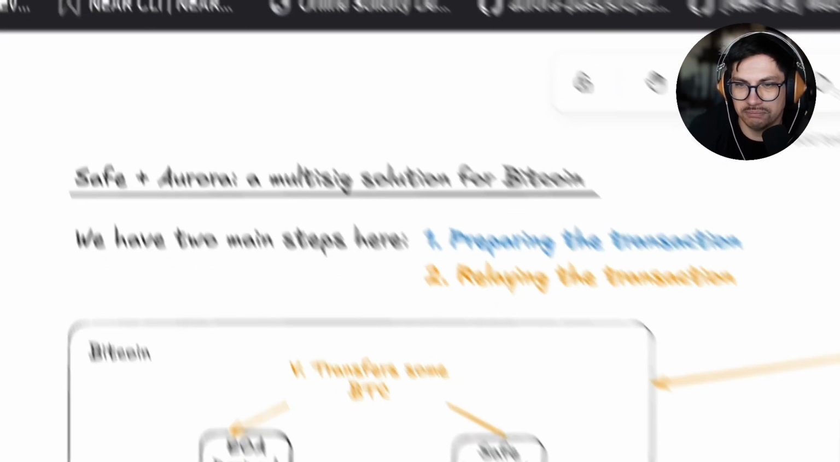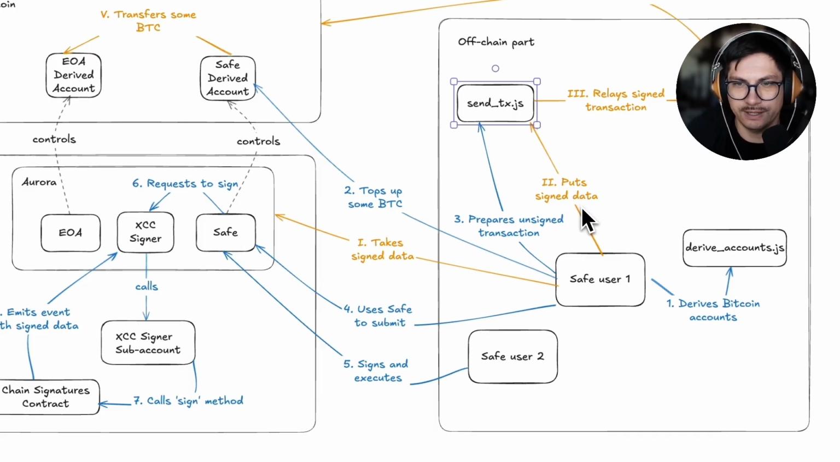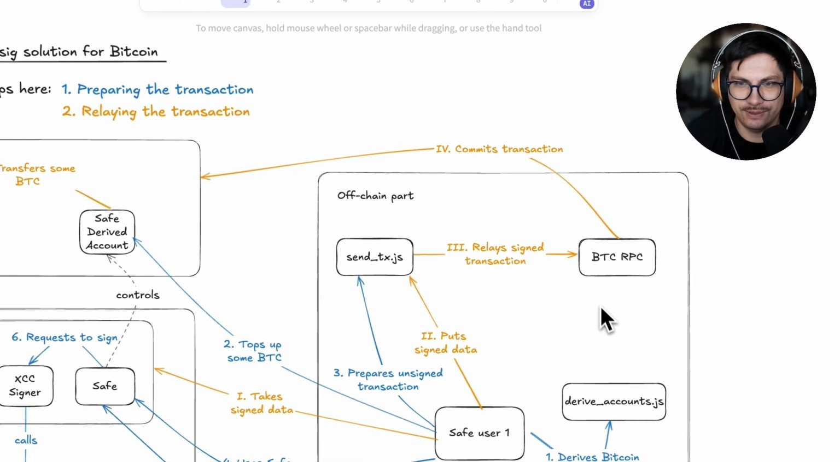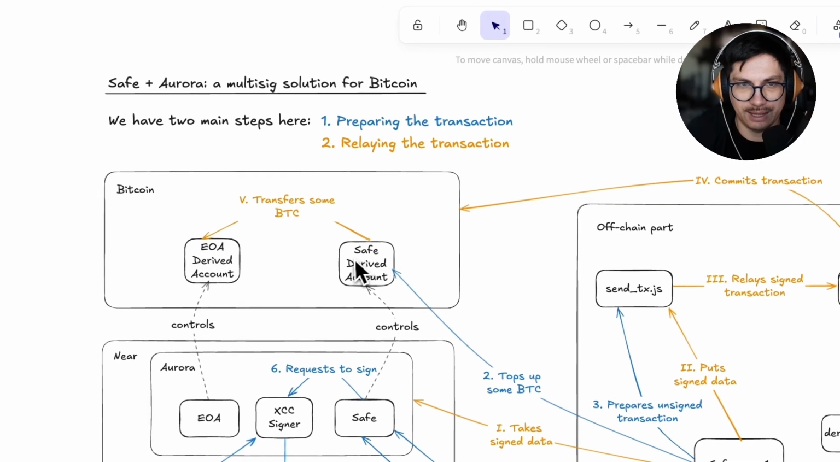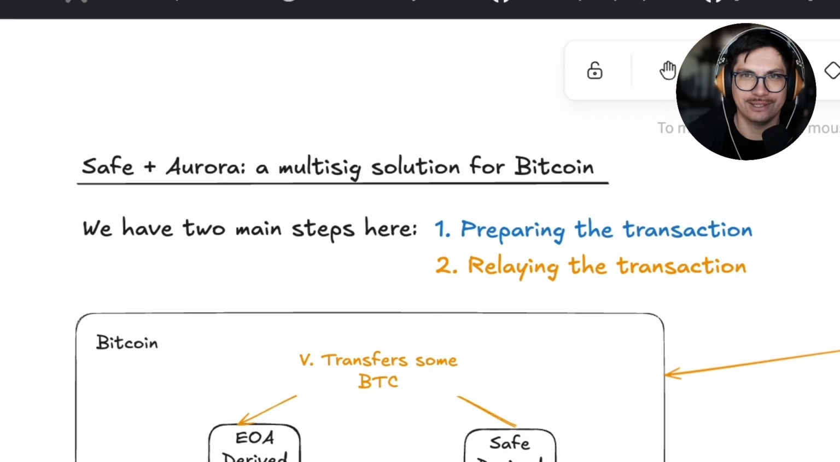And to do that, Safe user number 1 just takes that signed data and provides it back to the inputs inside the sendtx.js file. It will actually wait for you to provide these inputs. And after you provide them, it will reconstruct the signed transaction. And after that, it relays the signed transaction to the Bitcoin RPC, which commits the transaction to the Bitcoin network and transfers some BTC. So that was just a theoretical explanation. Now let's do everything in practice and take a look at how it goes.